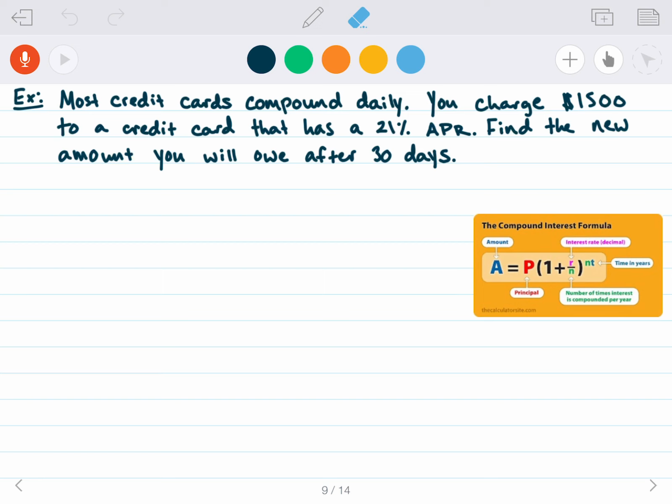Okay, most credit cards compound daily. So that's one piece in our puzzle. You charge $1,500 to a credit card that has a 21% APR. Find the new amount you will owe after 30 days. So we need to figure out what all of our variables are here. What letter am I trying to find? It says find the new amount you will owe, so that's A, the amount. And remember, A can either be an amount of debt, or how much you're accruing in savings. So we're looking for A.